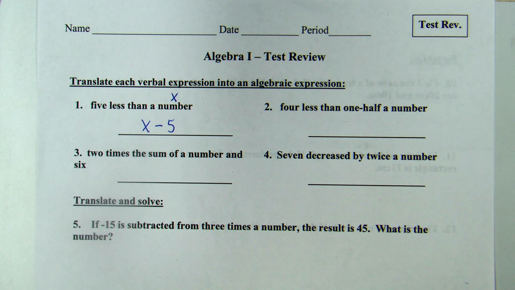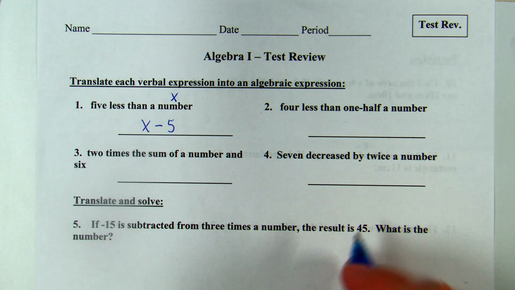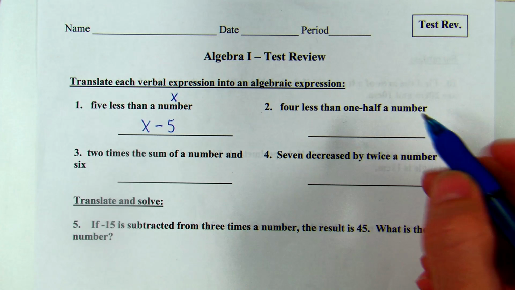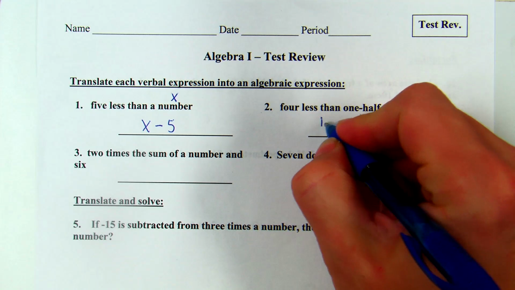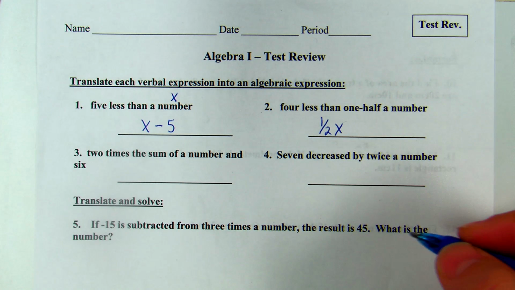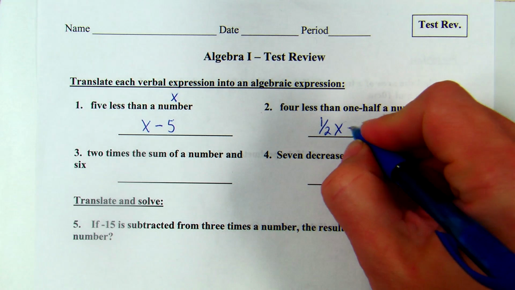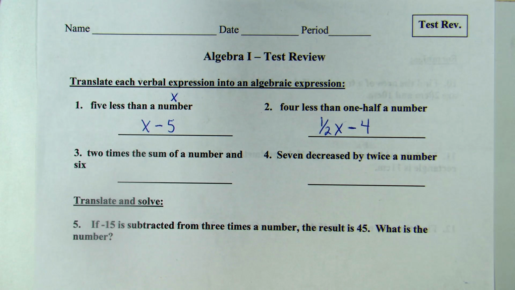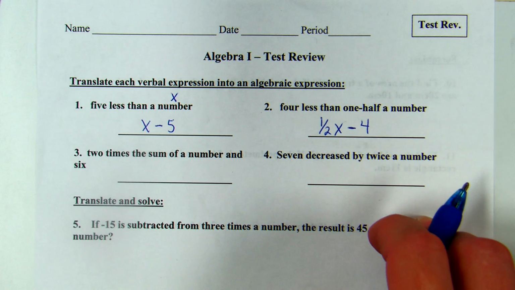Number 2, almost the same type question here. 4 less than 1/2 a number. We're getting smaller than 1/2 of a number. So 1/2 of a number, and we are going to take 4 away from that because that's how much we are getting smaller than half of a number. And that's simply all you have to do on these. We're not actually solving for X. We're just writing the expression.